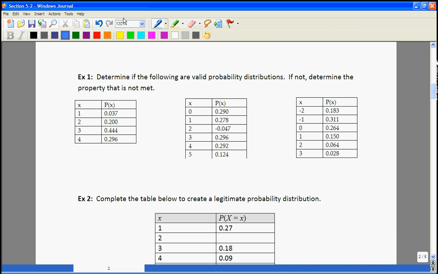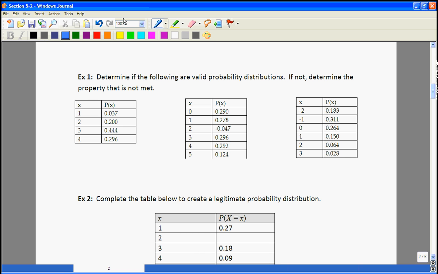Example 1. Determine if the following are valid probability distributions. If not, determine the property that is not met. So the two things we're checking, and it doesn't matter which order you do it in: do the probabilities sum to 1, and are each of the individual probabilities between 0 and 1.